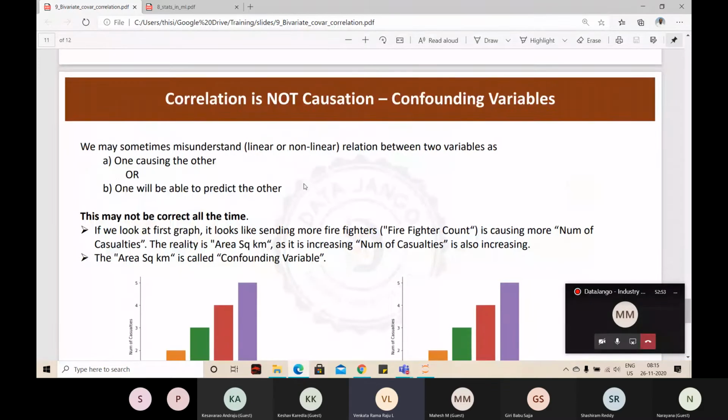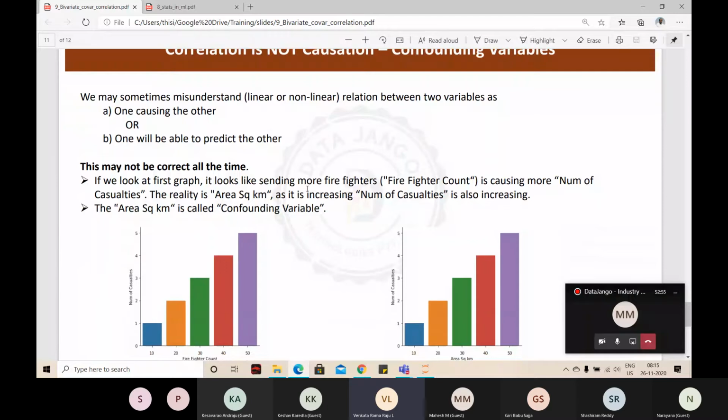Okay, so we have seen the correlation coefficient. If the value is close to 1 or -1, we said it is a positive or negative relationship. Then we said correlation explains only linear relationship. If there is a non-linear relationship, the correlation coefficient is not reliable. That is the weakness of the correlation coefficient.